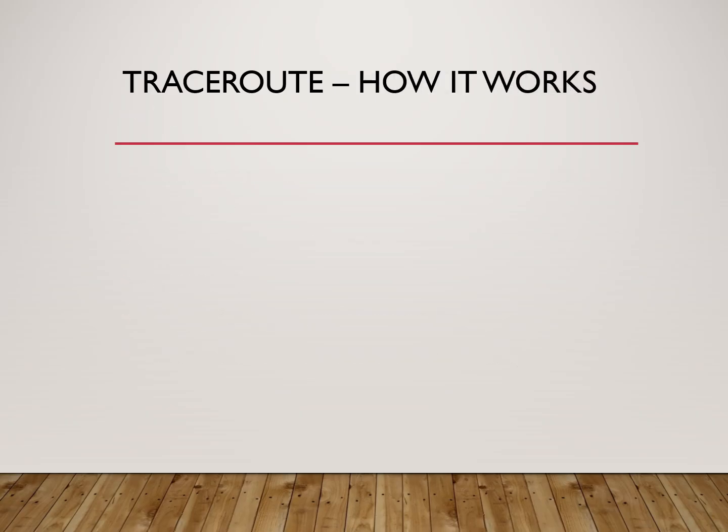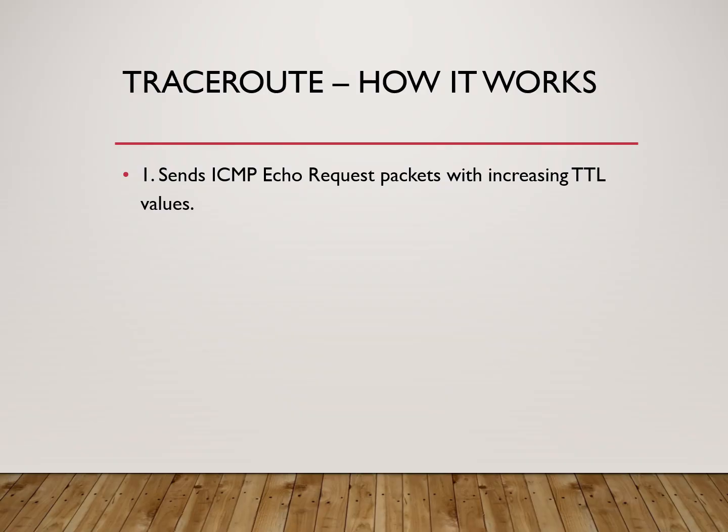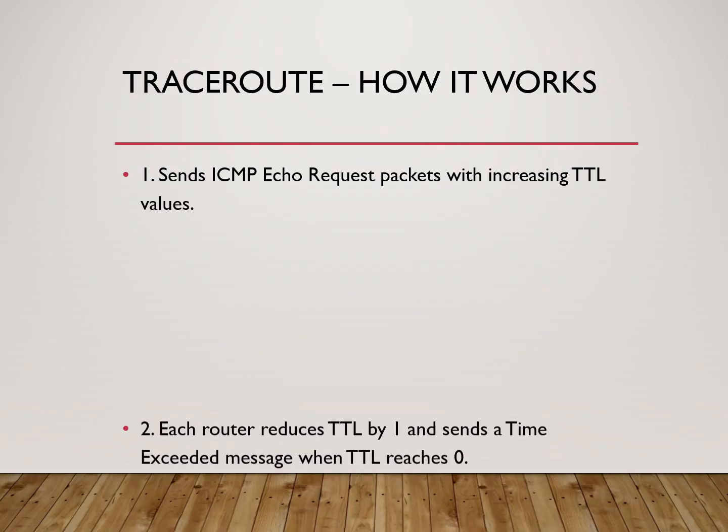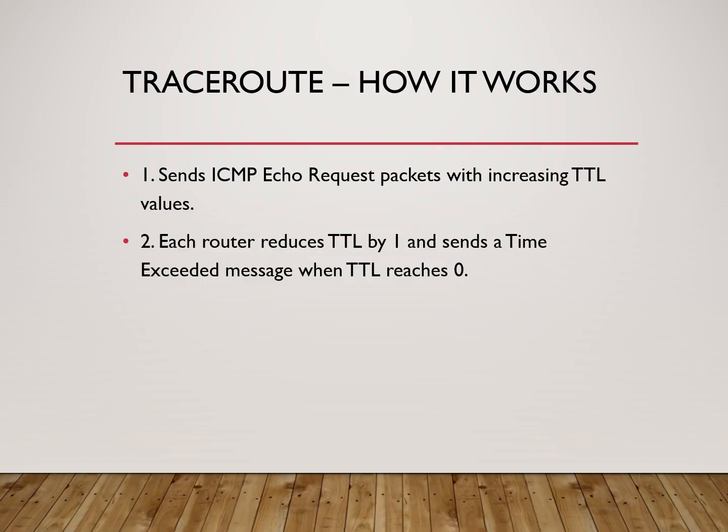Here's how traceroute works. It sends ICMP echo requests with increasing TTL values. The first packet has a TTL of 1, which is incremented with each subsequent packet. Each router along the path reduces the TTL by 1. When TTL hits 0, the router sends a time exceeded message back. By capturing these messages, traceroute displays each hop, showing the route to the destination. It helps visualize the network path and identify any slow or malfunctioning routers.